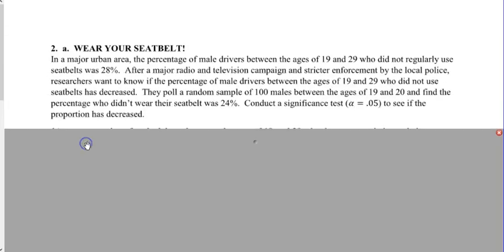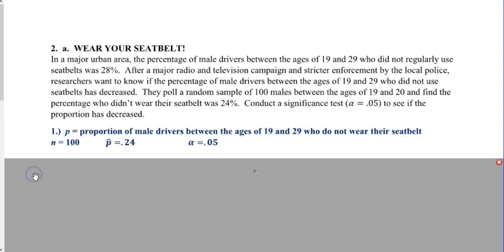Okay, second question. Major urban area, percentage of male drivers between 19 and 29 who did not use seatbelts was 28%. After a major radio and television campaign and stricter enforcement by the local police, they want to know if the percentage in the same age range decreased. The poll sampled 100 males in that age range and found out 24% did not wear the seatbelt. So we're going to do a 0.05 significance test and see if it's decreased.